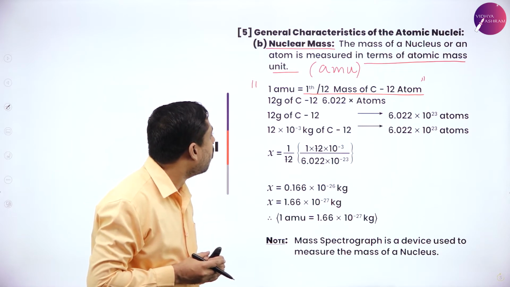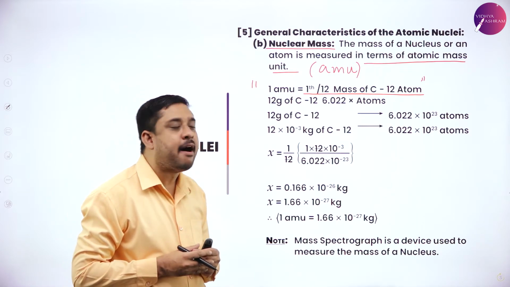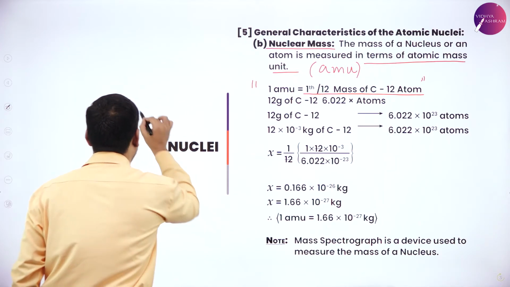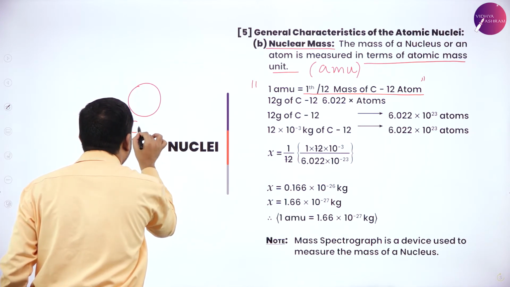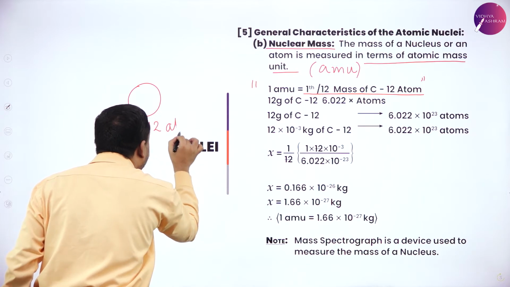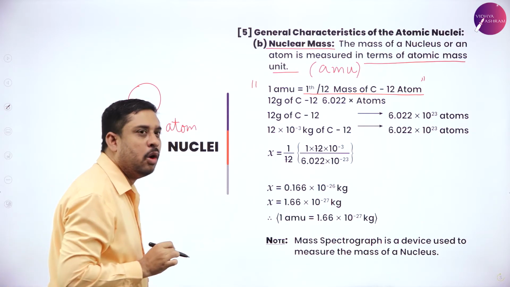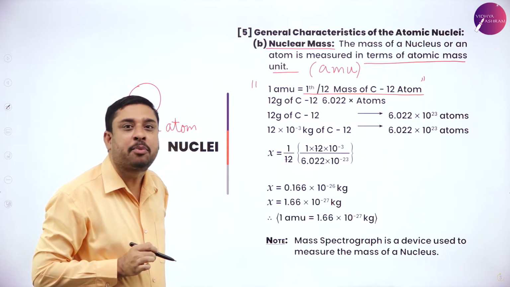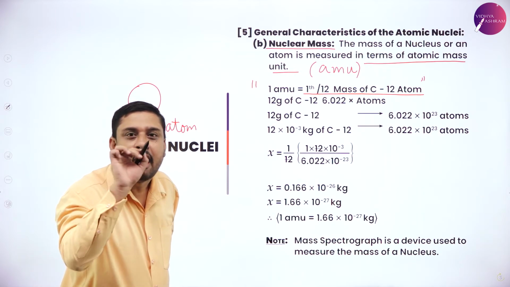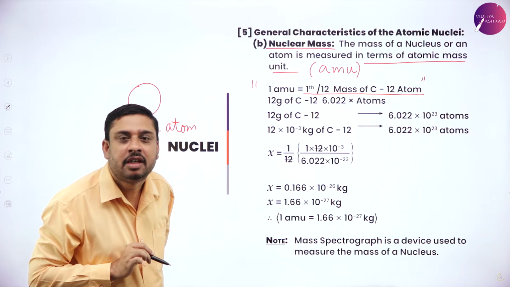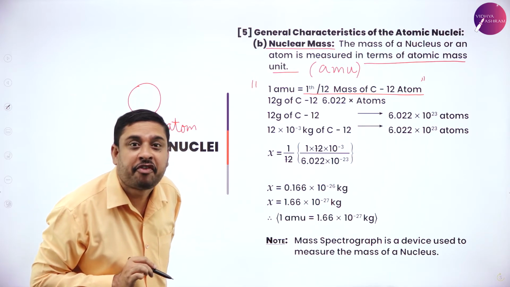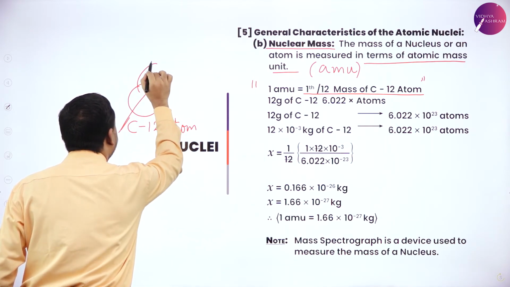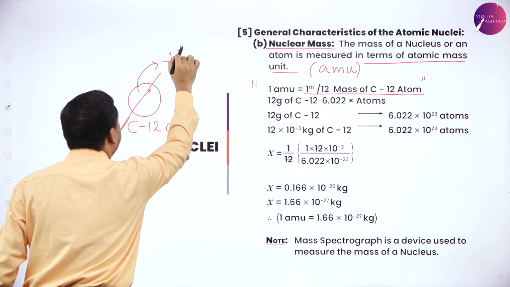It is 1/12 the mass of carbon 12 atom. If I consider a carbon 12 atom, what portion of it is defined as atomic mass unit? Not half of carbon 12, not 1/4 of the mass of carbon 12. It is 1/12 of the mass.